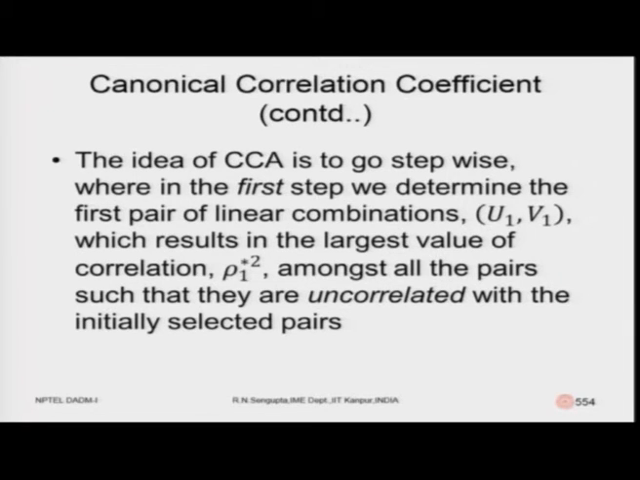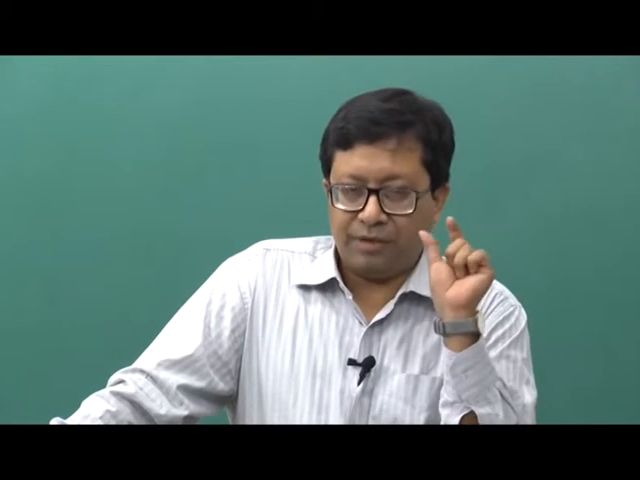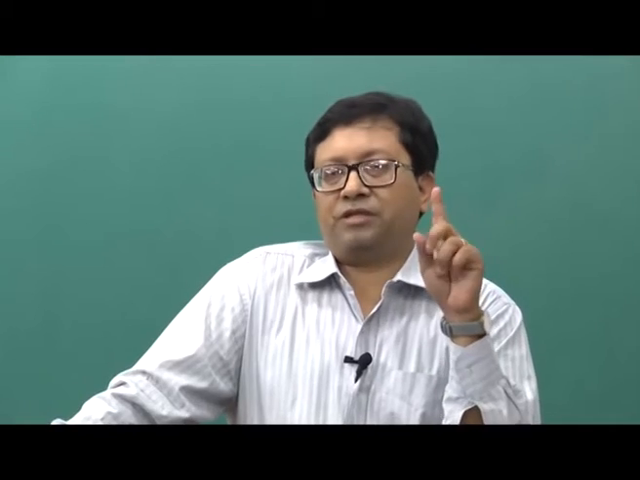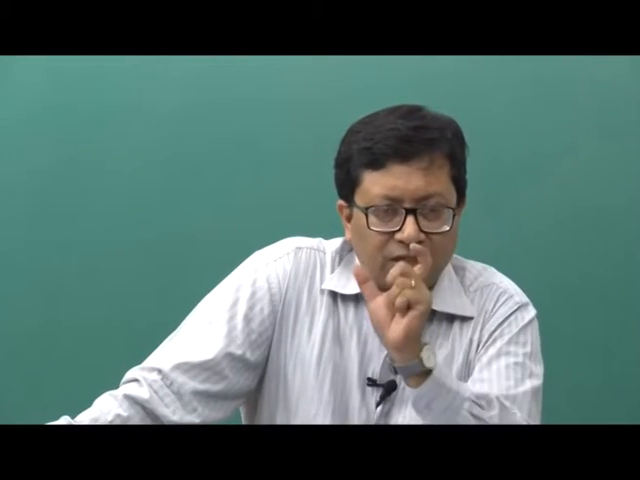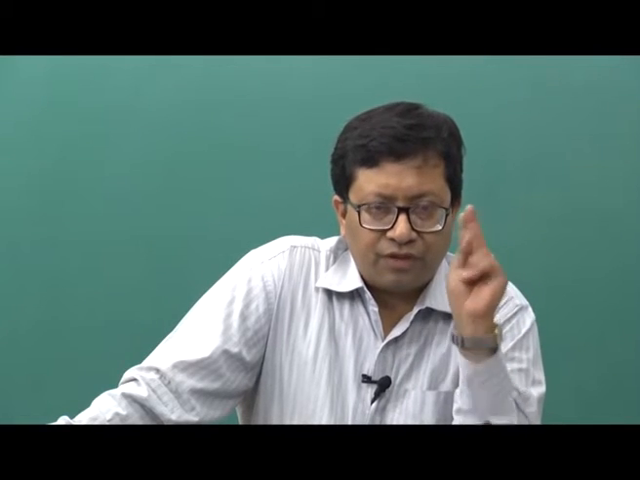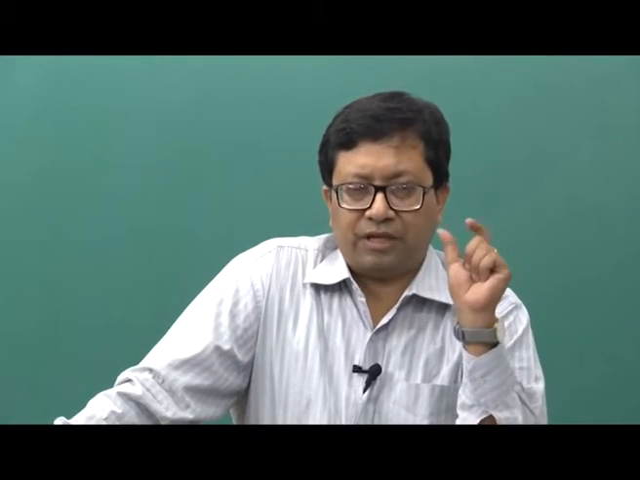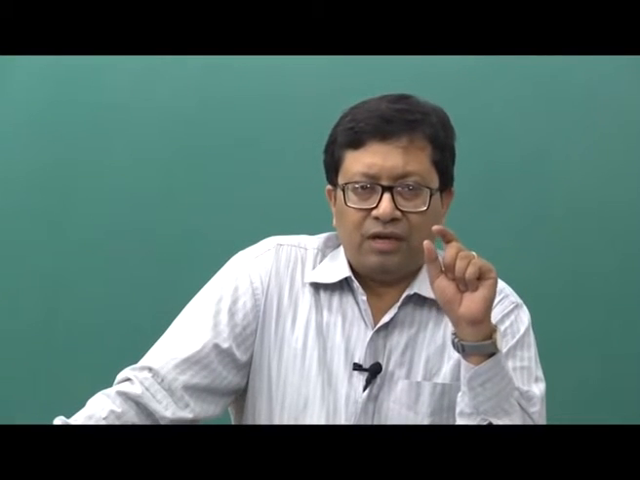Now, what do we do in the canonical correlation method? We go step by step. In the first step, we determine the first pair of combinations, where U would be a vector, and similarly V would be a vector. You want to find the relationship between the first element of U, which is U1, depending on how the combinations have been set up, and V1, such that it takes out the maximum amount of correlation existing between U and V.